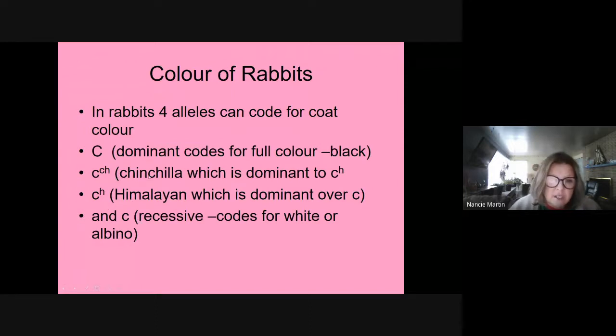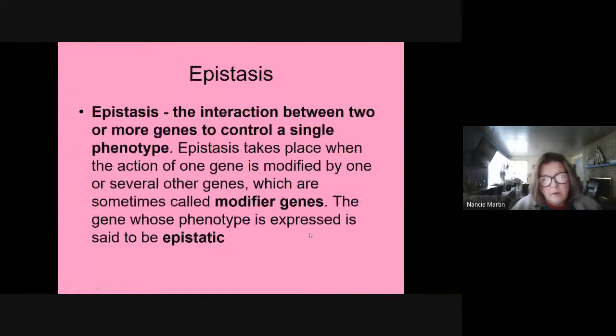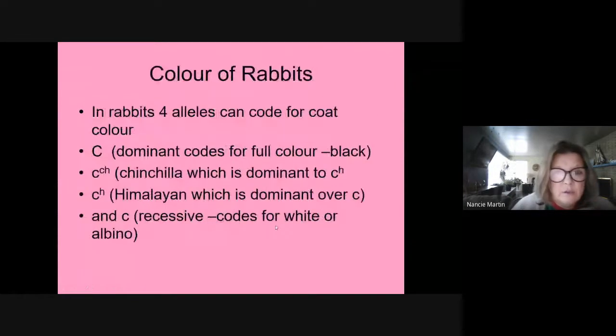So a chinchilla will dominate the Himalayan, and if you look at the picture of the Himalayan rabbit, it's kind of white with different points of color on it, and that one is recessive to the chinchilla and of course the black, but it does dominate over the white or the albino. And the white or the albino is always going to be recessive to everything. So I'm going to do a few of these Punnett squares in a minute on Jamboard so that you can kind of get an idea of how that would work.